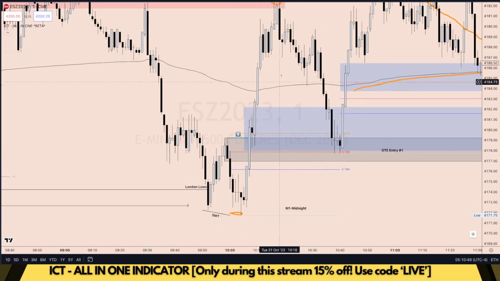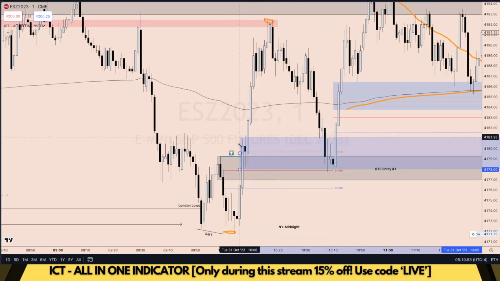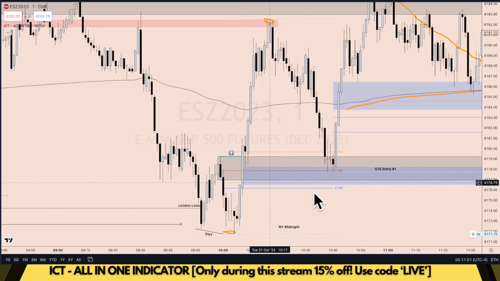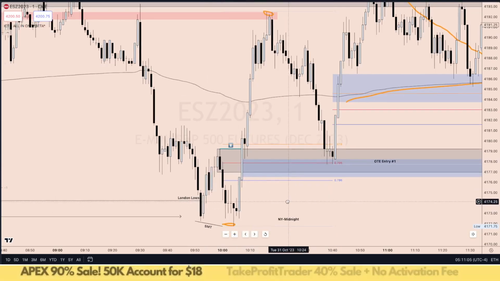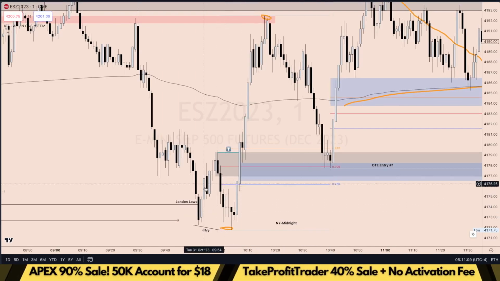We measure from our low to our high of the displacement, got our optimum trade entry, perfectly aligned with our 1 minute bullish fair value gap. That's inside our breaker block. So we see that overlapping confluence here: breaker block, optimum trade entry, bullish fair value gap. No, not inversion, fair value gap. Yeah, I hope that helped. Let me know.